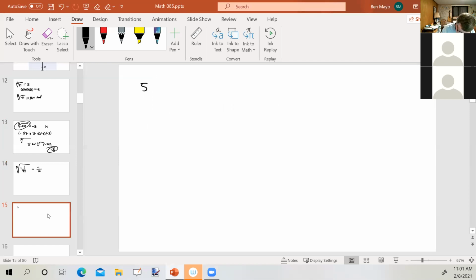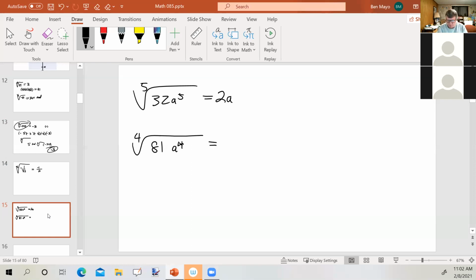How about the fifth root of 32a to the fifth power? Well, we just did the fifth root of 32. What was that? Oh, that would be 2. How about the fifth root of a to the fifth? That would be a. Do I need absolute value bars? I don't think so. Nope. If you're taking an odd root, you can get a negative answer. So no restrictions there. How about this one? The fourth root of 81a to the fourth. What's the fourth root of 81?